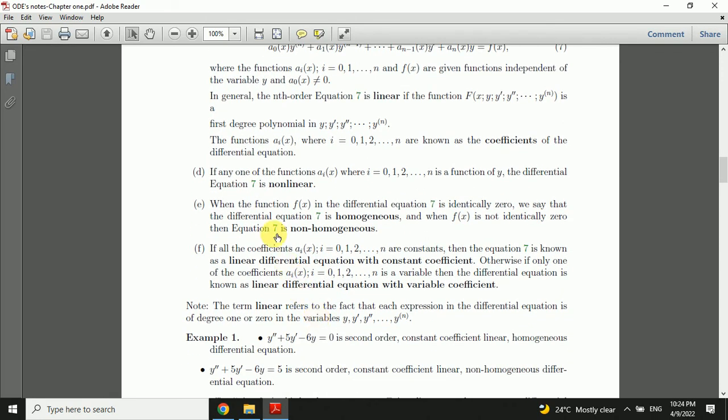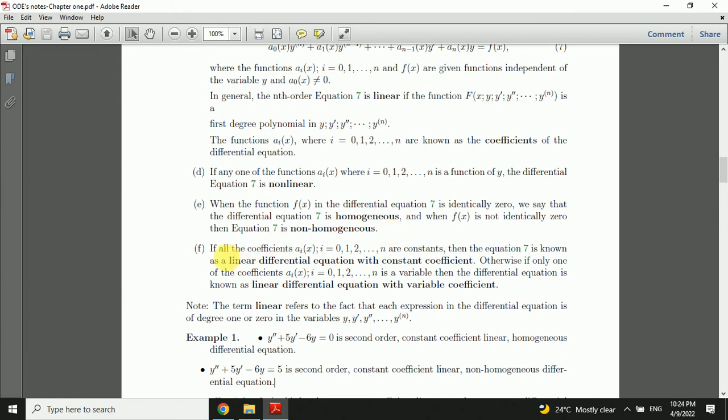And if the function f of x in equation 7 is equal to 0, so you have a0 of x y to the power n plus a1 of x y to the power n minus 1 and so on equaling 0, then we say that the differential equation 7 is a homogeneous differential equation. And if f of x is not 0, then we say that the differential equation in equation 7 is a non-homogeneous differential equation.